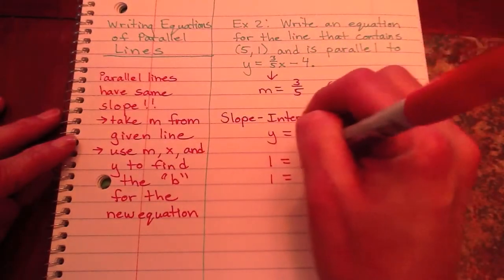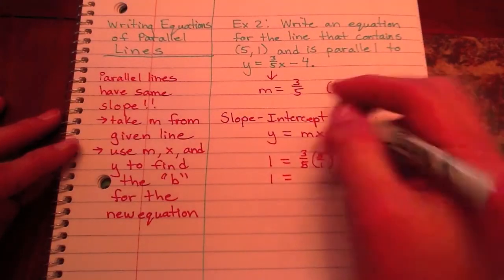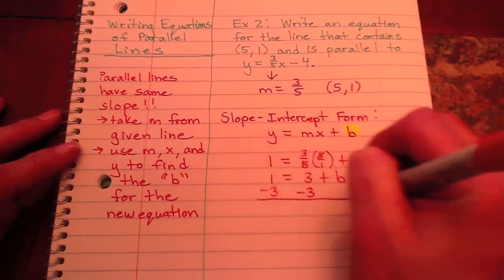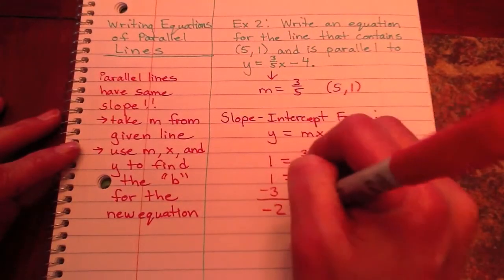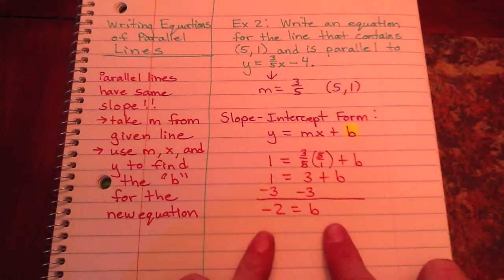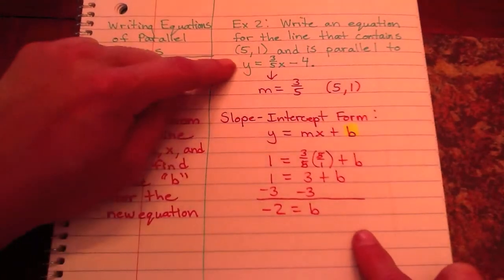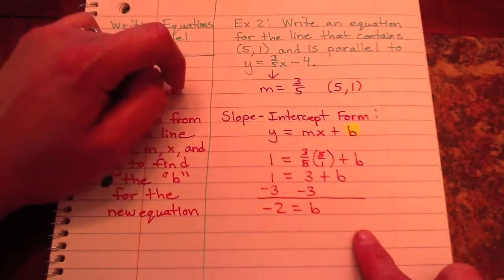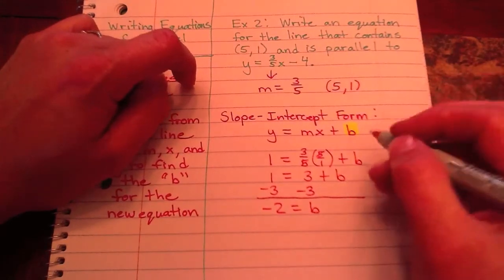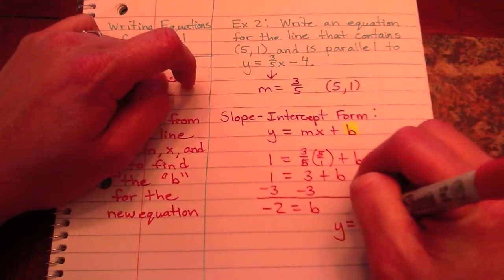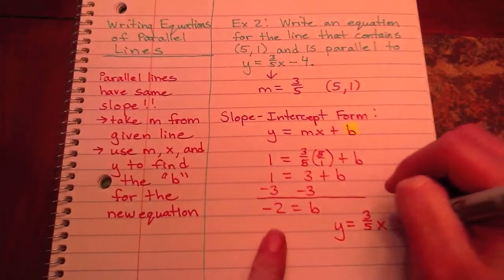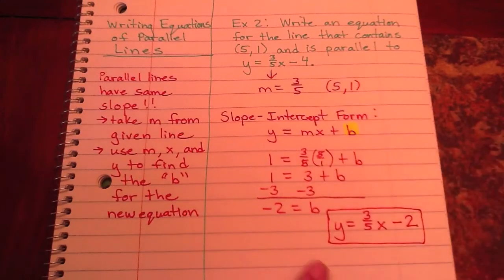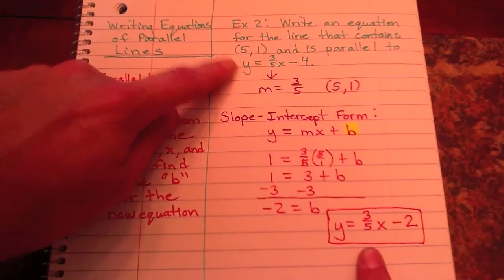1 equals, my 5's cross cancel and become a 1, so I have a 3 plus b. Subtract 3 from both sides. I end up with a -2 equals b. Now you don't want to stop there, that's b, but you want the equation. So an equation that is parallel to this equation is going to have a slope of 3/5, and there's my new b. Y equals 3/5 x minus 2. And that's your parallel line that crosses through that point.